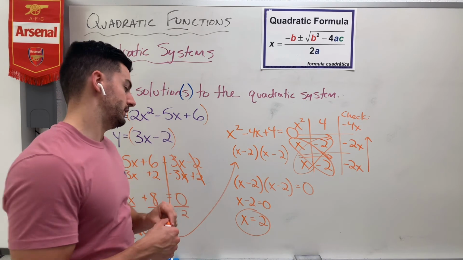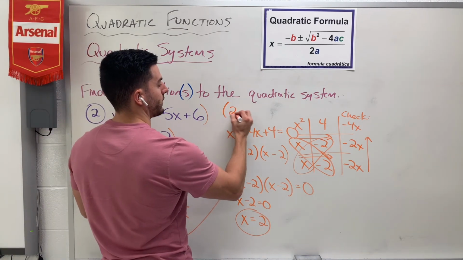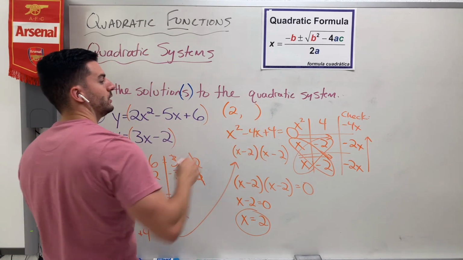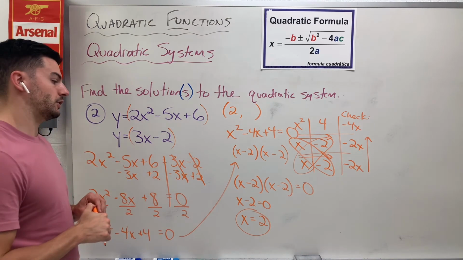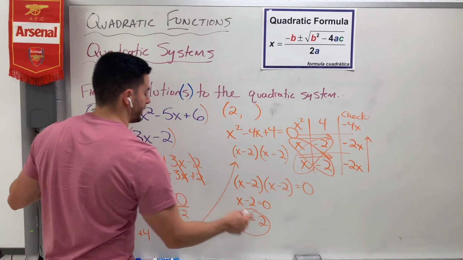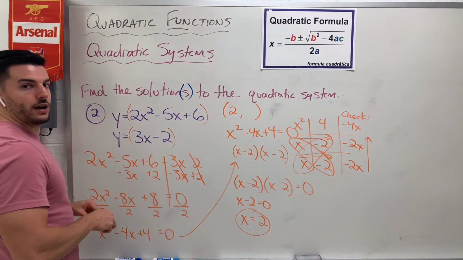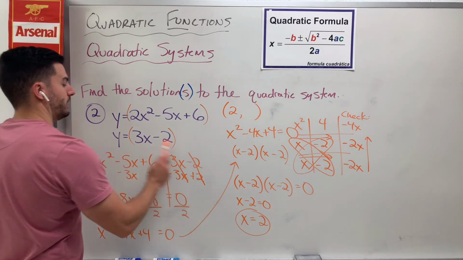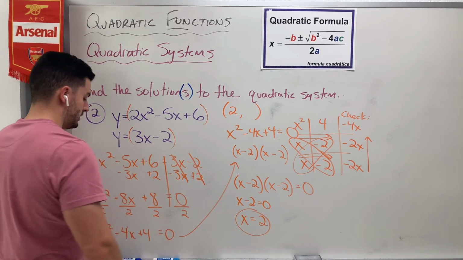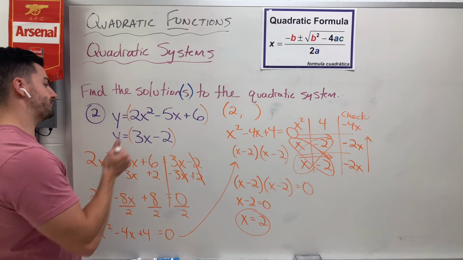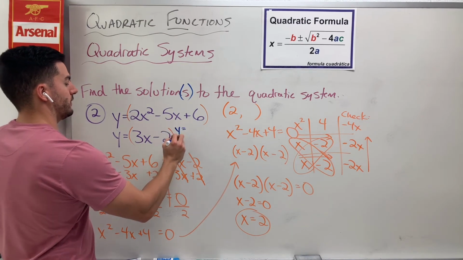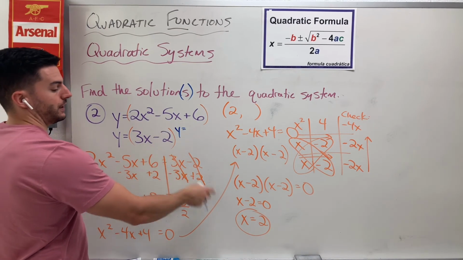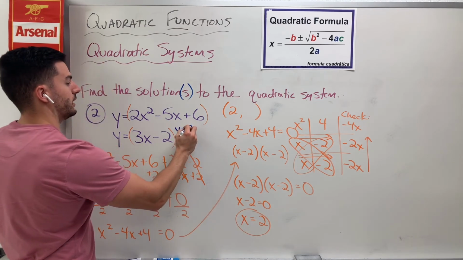There's more possibilities, but in this case there's just one. So my x value is 2, and I still need to find the y value that goes with it. That's easy. I go back and plug that in, and you'll do yourself a favor and plug it into the simpler, smaller equation here.